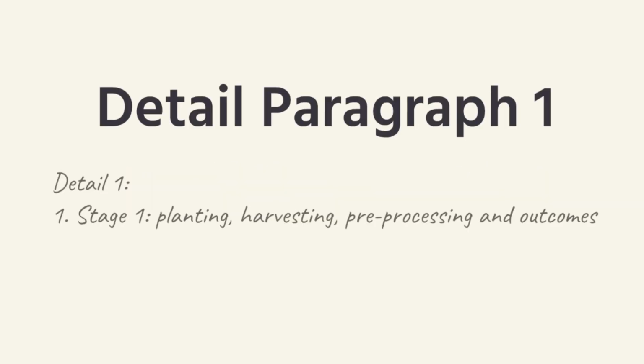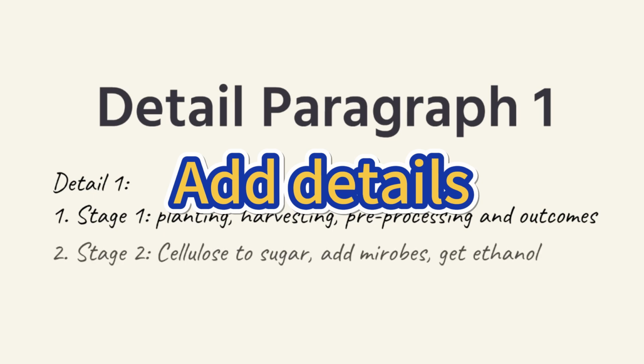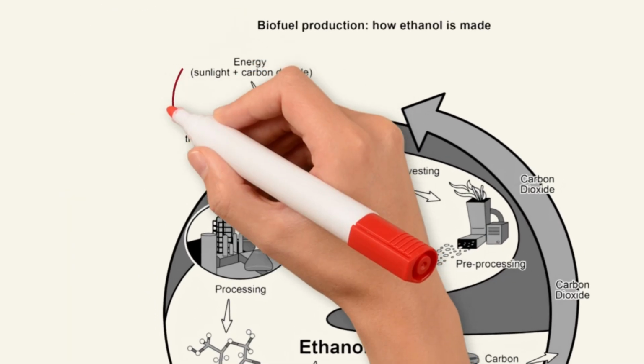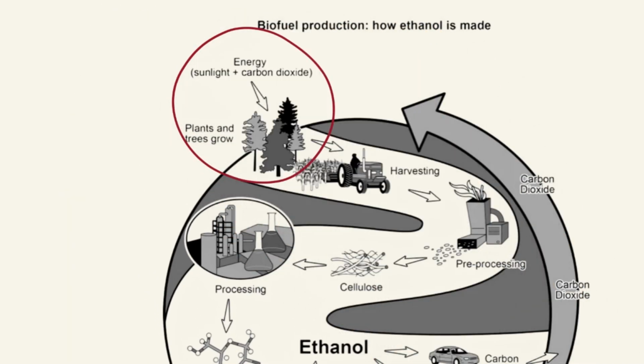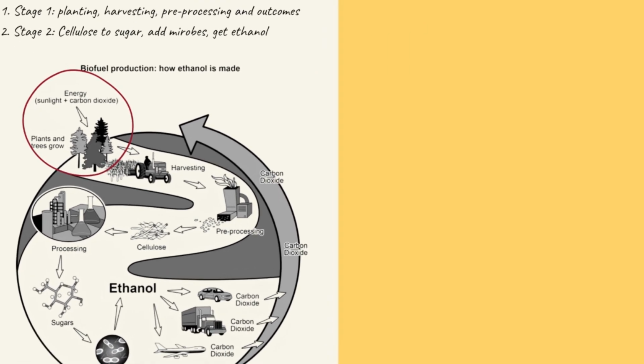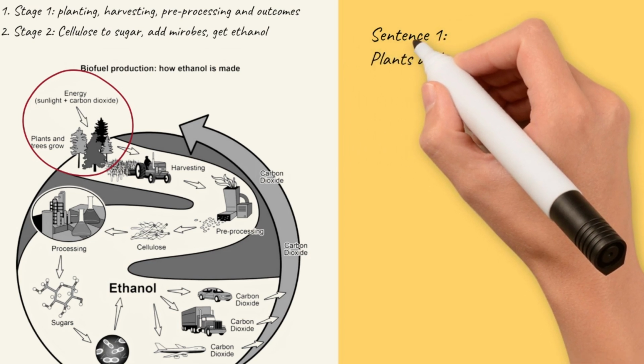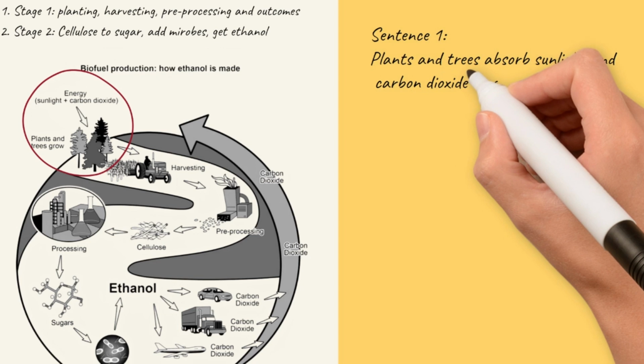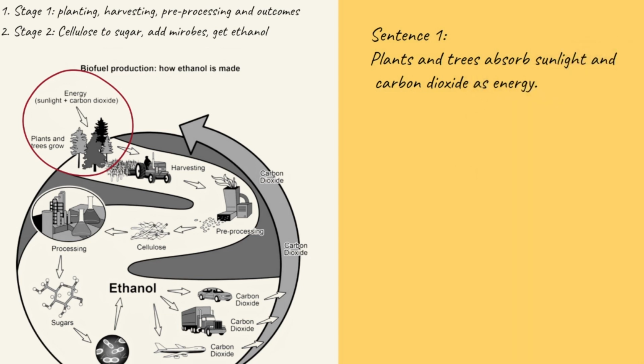Now let's move on to detail paragraph 1. Add details in the description is the key. First, stage 1, sentence 1. To describe the first stage, we start with plants absorbing energy. Some students might write, plants and trees absorb sunlight and carbon dioxide as energy. This is a clear, simple, nice sentence.